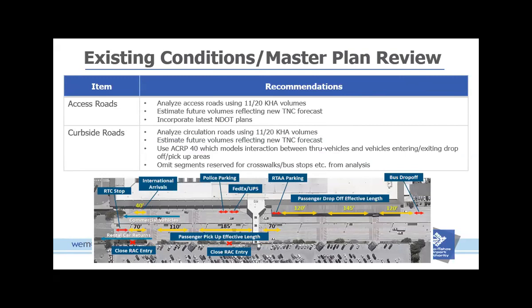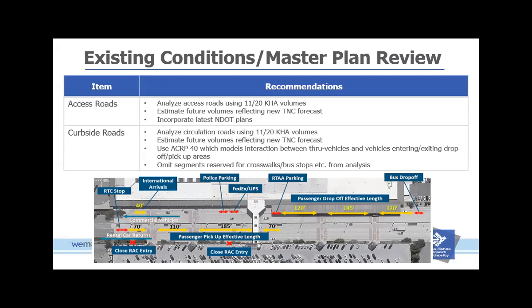So for the access roads, the public roads that come in and out of the airport as well as the freeway infrastructure, they will be reanalyzing the access road capacity using the Kimley-Horn traffic data that was completed in November of 2020. That is the most recent traffic analysis and data collection done at the airport. They will also estimate future volumes using a new TNC forecast that they're going to develop. It's actually our first formal TNC forecast done through the planning division.